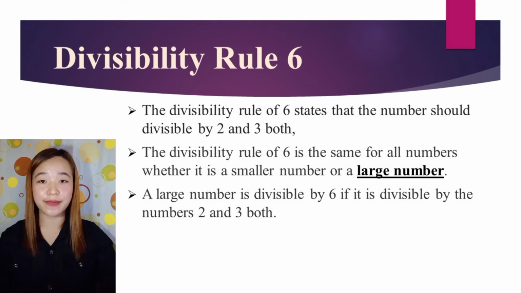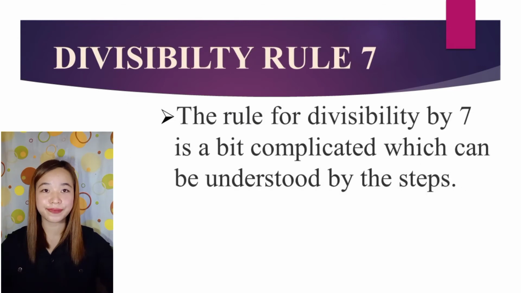Next is the divisibility rule of 6. The divisibility rule of 6 states that the number should be divisible by both 2 and 3. The divisibility rule of 6 is the same for all numbers, whether it is a smaller number or a large number. A large number is divisible by 6 if it is divisible by both 2 and 3. Next, the divisibility rule of 7. The rule for divisibility by 7 is a bit complicated, which can be understood by following steps.